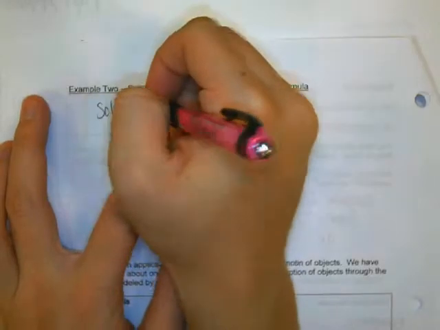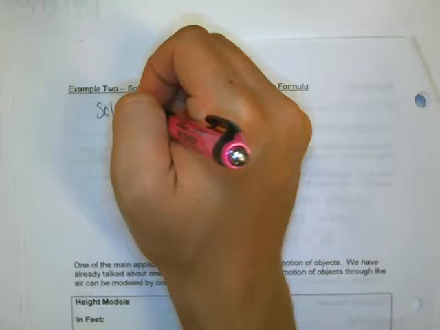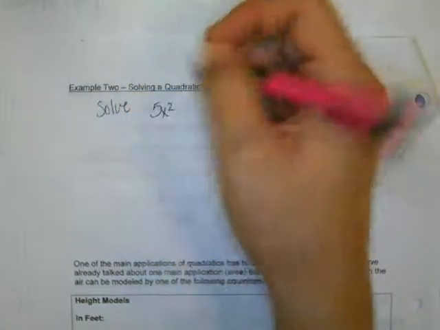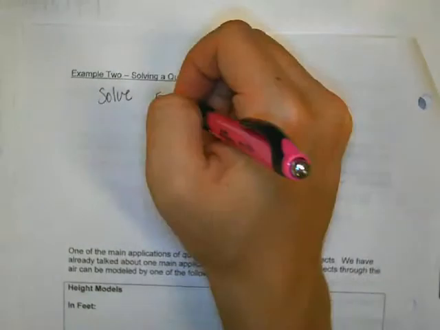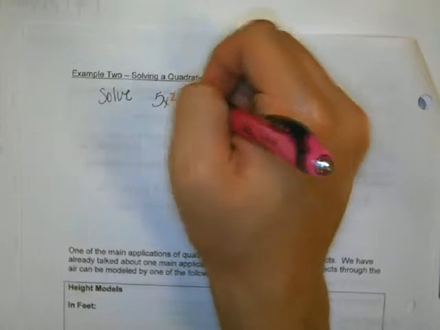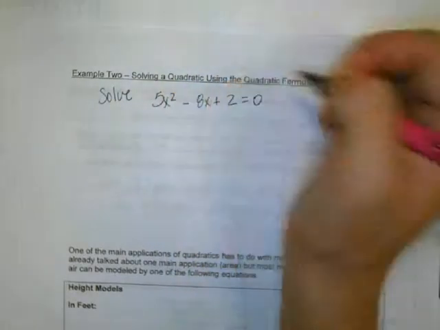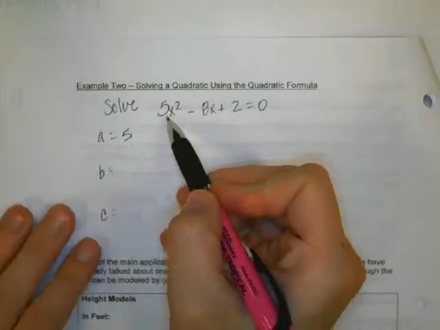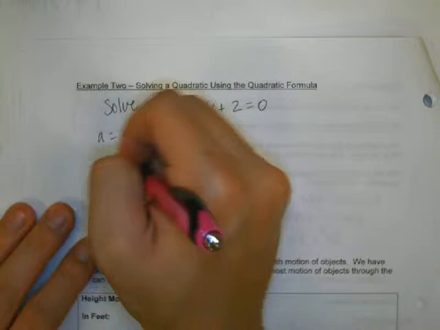Okay, so we're going to do another one. So solve, let's go with, I don't know, 5x squared. Did I use 5? Nope. 5x squared minus 8x plus 2 equals 0. Okay, and then we're going to label my A, my B, and my C. My A is 5, my B is -8, and my C is 2.